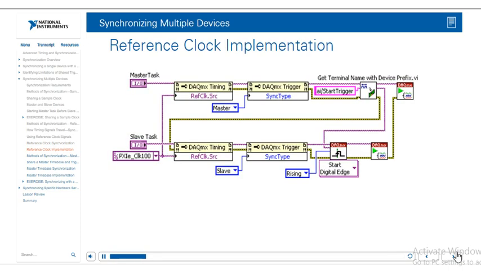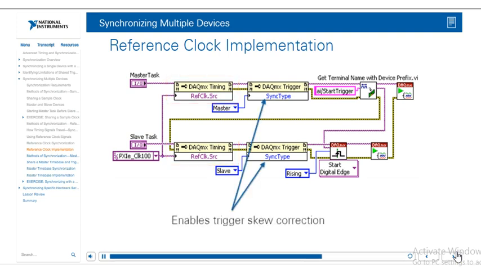Here's how you might implement this in software. We use the property node to specify the reference clock source, and also note that we have the ability to compensate with trigger skew correction.